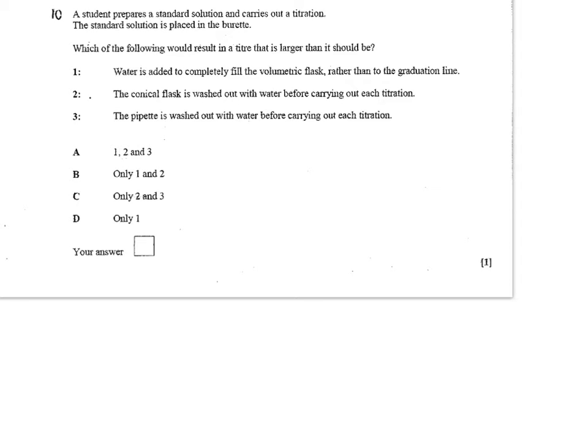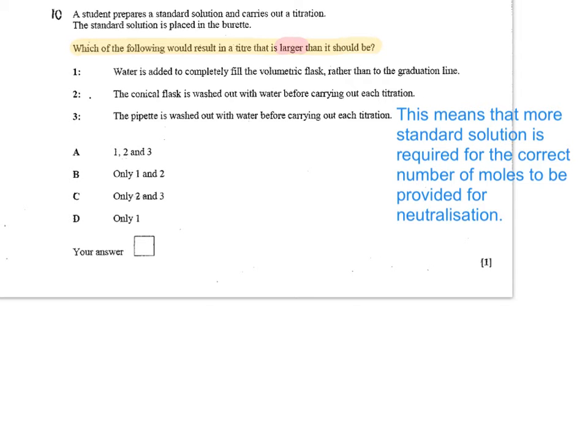So here, it says, which of the following would result in a titer that is larger than it should be? So what does that mean? So the correct answer for this one is actually D. So let's try and go through each individual error and try and work out why it is the correct or incorrect answer.